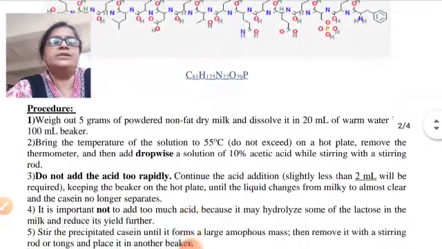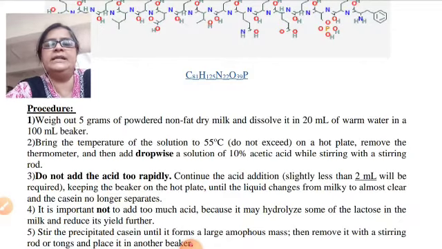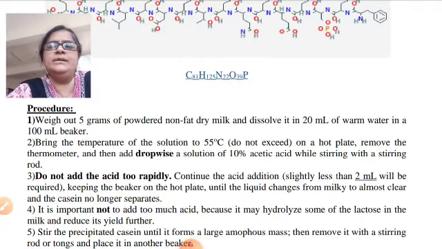Continue the acid addition, slightly less than 2 ml will be required here, keeping the beaker on the hot plate until the liquid changes from milky to almost clear and the casein no longer separates. It is important not to add too much acid because it may hydrolyze some of the lactose in the milk and reduce its yield further.